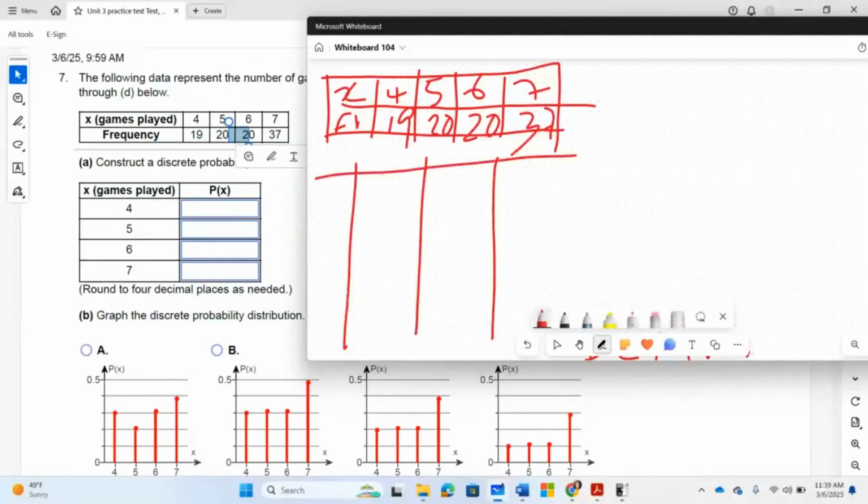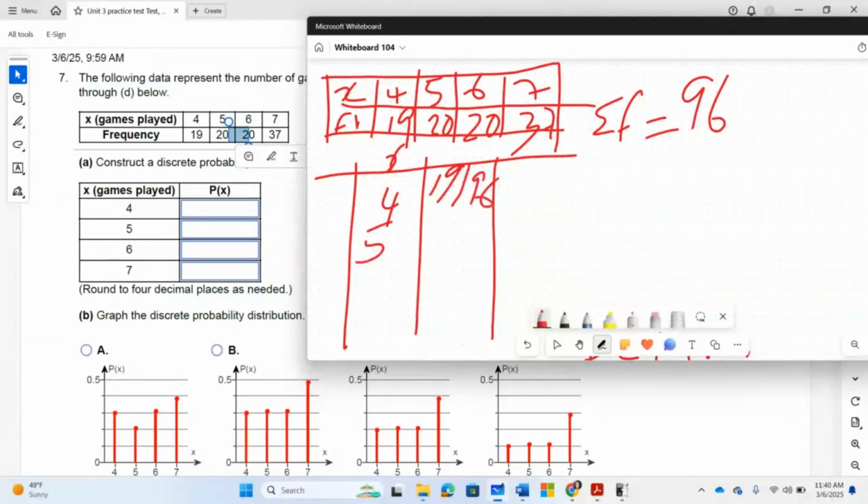Okay, so this is 4, random variable 4. And for 4, I need to find the total frequency from the frequency distribution. So this is going to give me 19 plus 20 plus 20 plus 37. That's going to give me 96. So the sum of the frequencies is 96. So for random variable 4, the relative frequency or probability is 19/96.